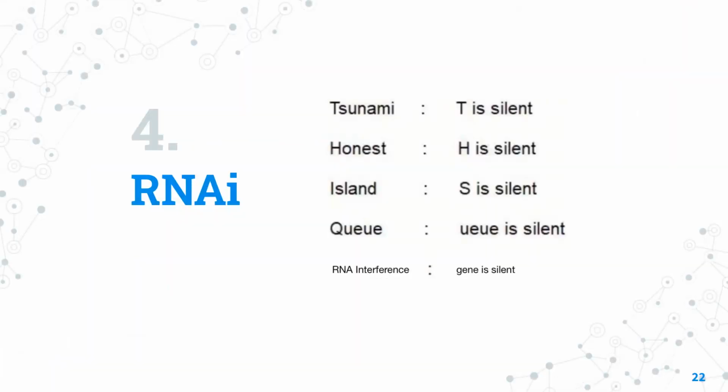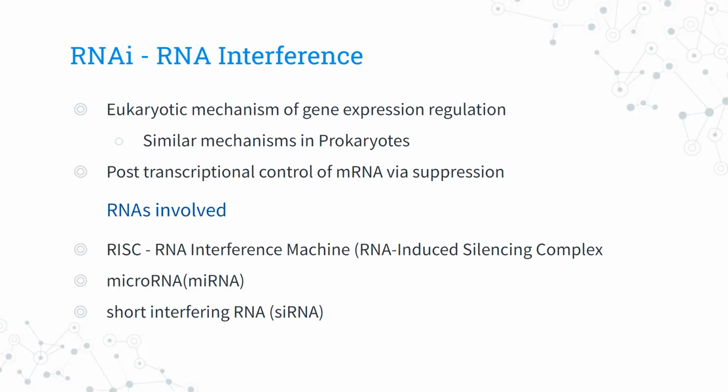So this leads us into the bigger part of the RNA section of this topic, which is RNA interference. Silly meme, but gene silencing is what happens because of RNA interference. So RNA interference is a eukaryotic mechanism of gene expression regulation, at least for this class's purposes. Prokaryotic cells have similar mechanisms, we just do not cover them. Specifically, we'll be talking about post-transcriptional control of mRNA via suppression of the gene that the mRNA is coding for.